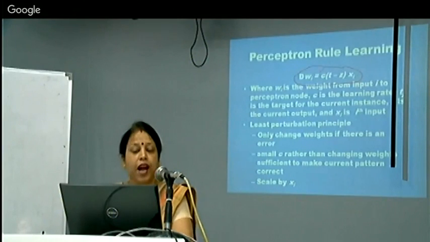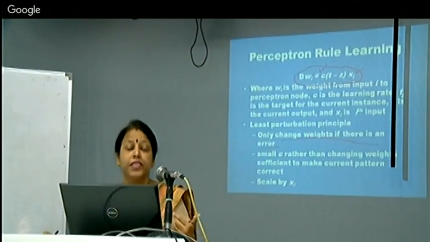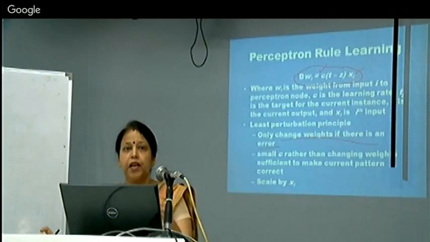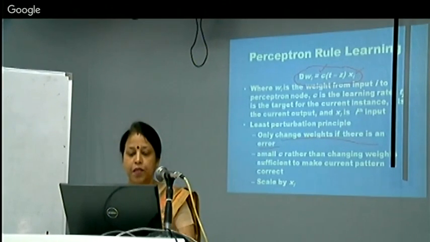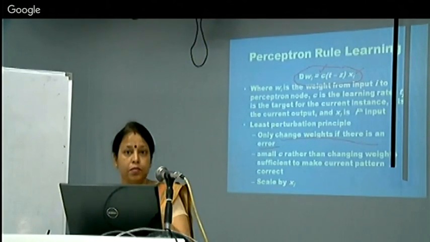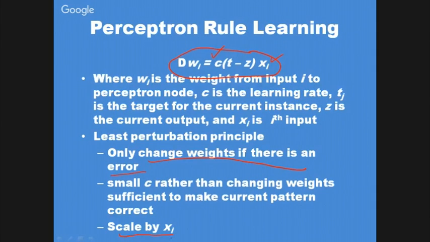C, we know, is your learning rate, t minus z I have told you, and xi is your input. So we only change weights if there is an error. That means only if there is an error will we change it. Perceptron says that. Otherwise it will not be changed, it will stay the same. If there is an error, then only we change the weight. If the target and the actual response are the same, then we will not change the weight. And it will also be scaled by xi, that means it will be multiplied by xi.